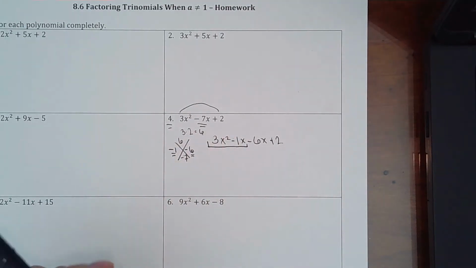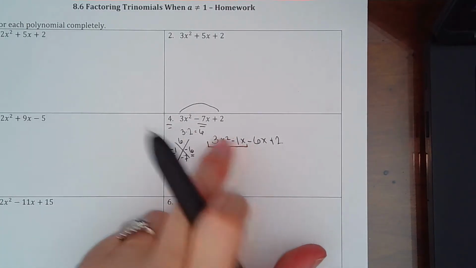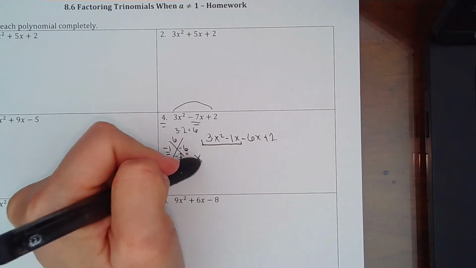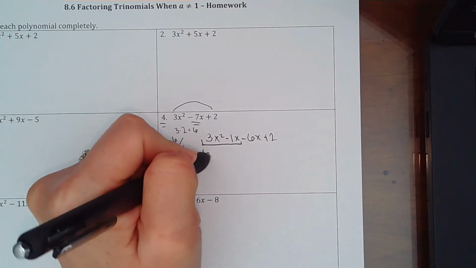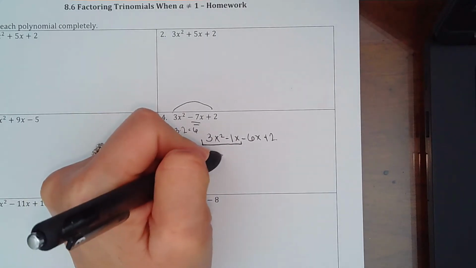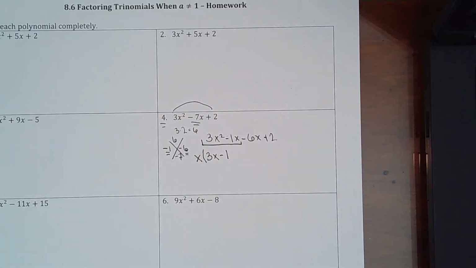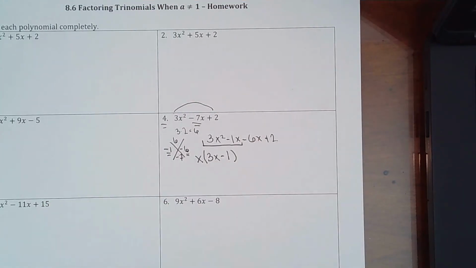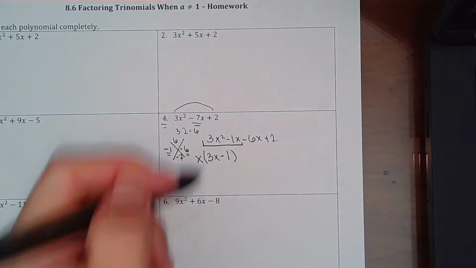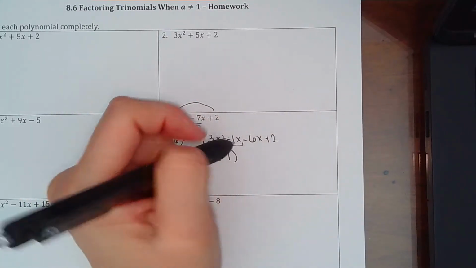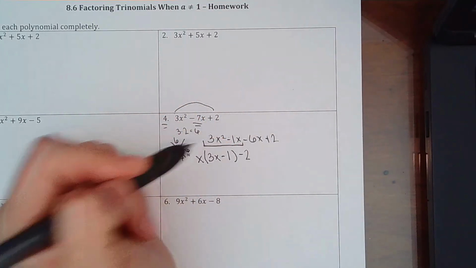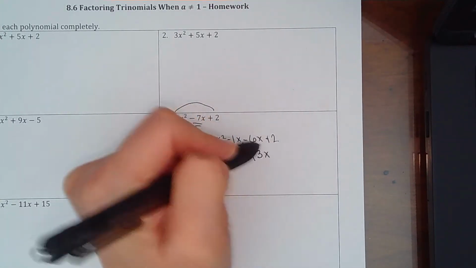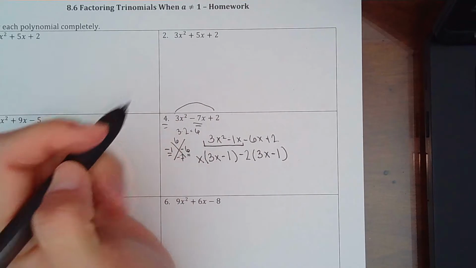And I'm going to look for my GCF. Well, the only number that goes into both of those is 1. However, they do both have an x in common, so I'm going to factor that x out. So I'm going to have x times 3x minus 1. All right, and then over here, oh look, that third term is negative, so I'm going to factor out a negative. And I'm going to also see that they both divide by 2, so I'm going to factor out a negative 2. I'll end up with 3x minus 1.